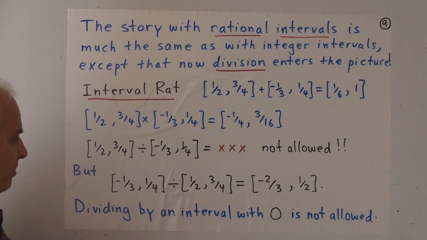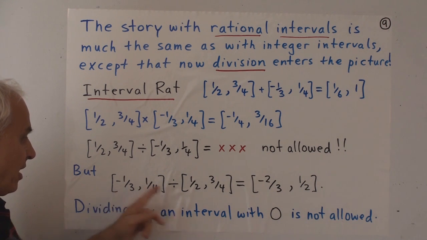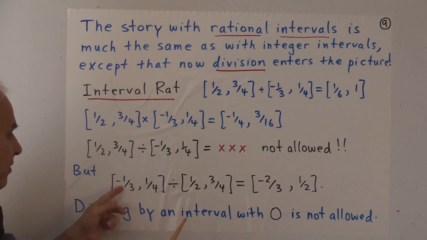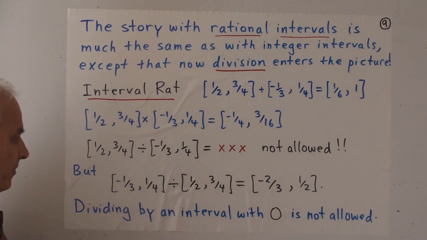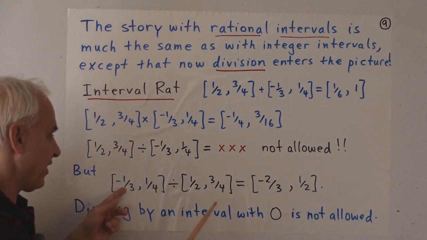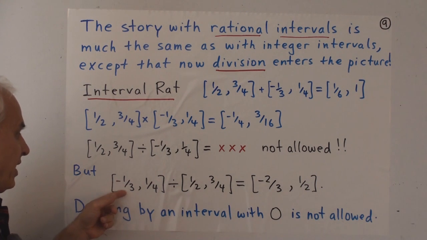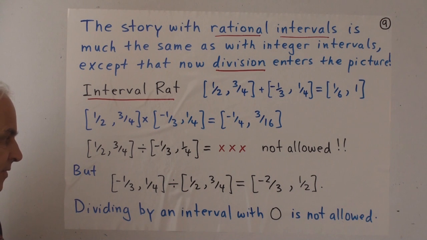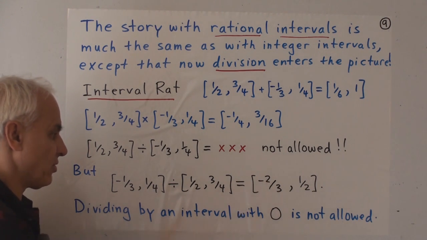Well, let's start with the smallest possible value. If we divide this by this, it's really the same as multiplying by the reciprocal. So that would be minus 2/3. If we divided this by this, well, then we get the reciprocal, so it would be 4/9. Minus 4/9. That's bigger than minus 2/3.